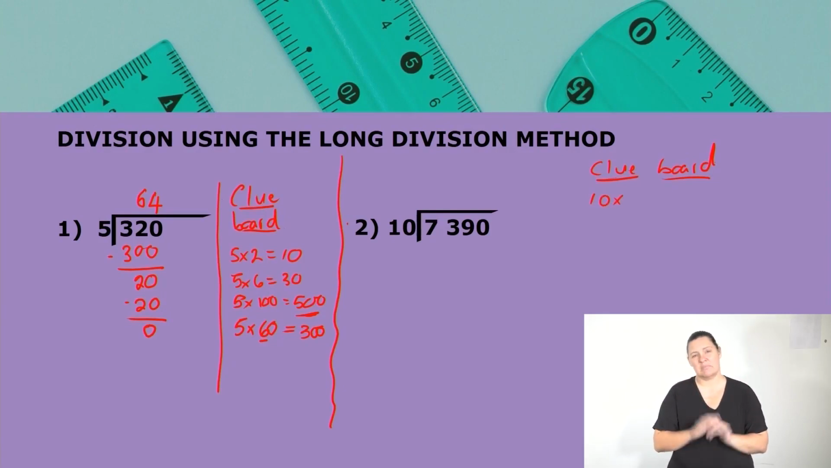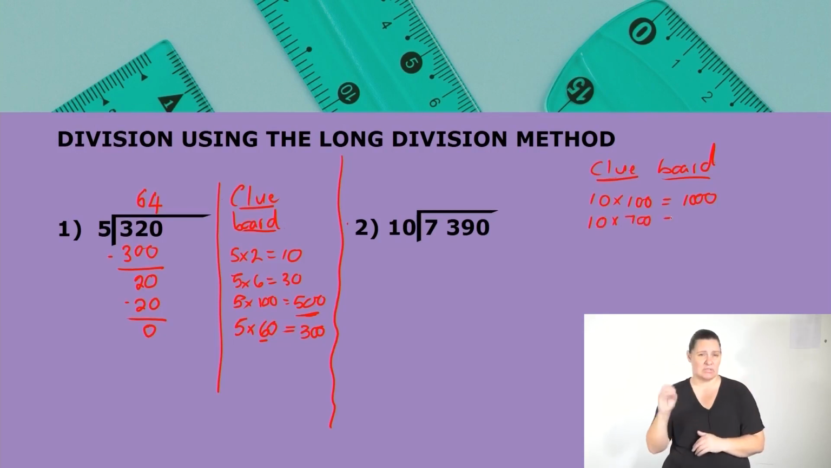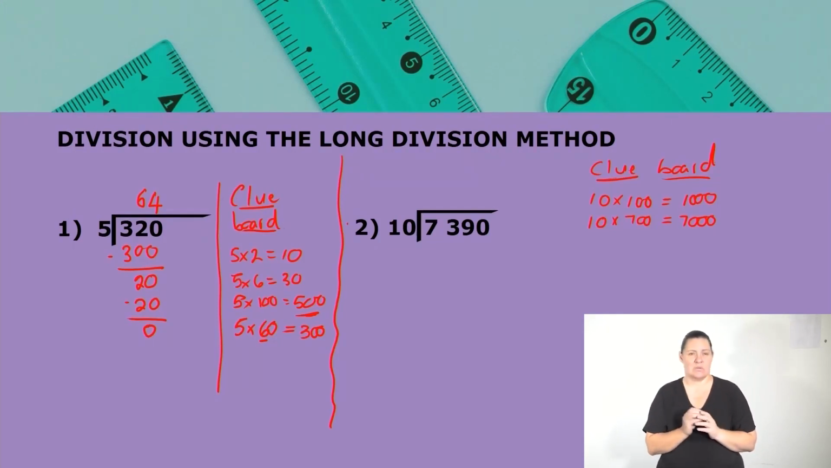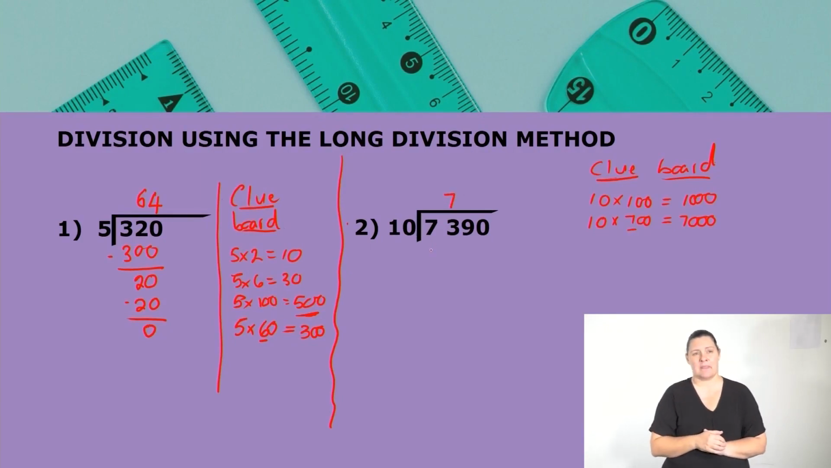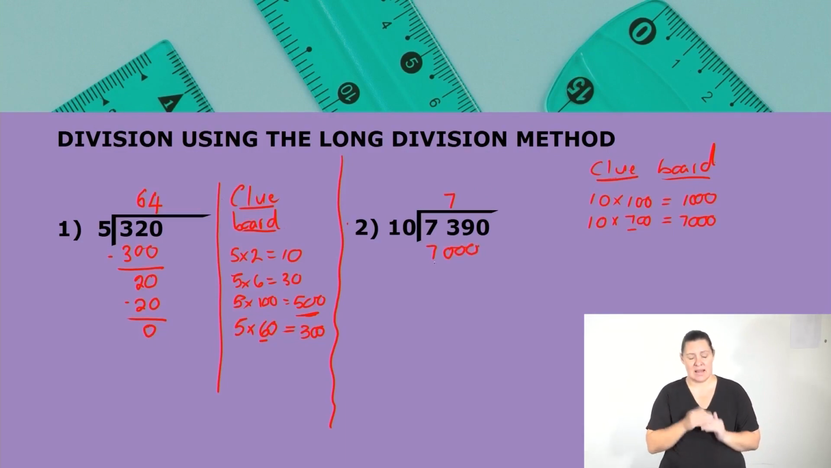So let's look at 10 times. We are dealing with 7,000, so I'm going to go higher. So let's look at 10 times 100. That gives us 1,000. Let's go higher, 10 times maybe 700, and we know that that gives us 7,000. So 7,000 is close enough to 7,390. So we are just going to use 7,000. Because we multiplied by 700, we need to place the 7 in the hundreds column. So 700 multiplied by 10 gives us 7,000.